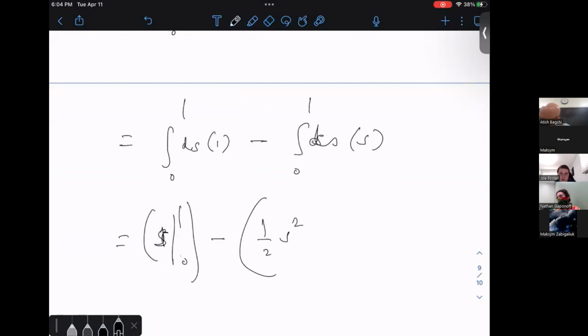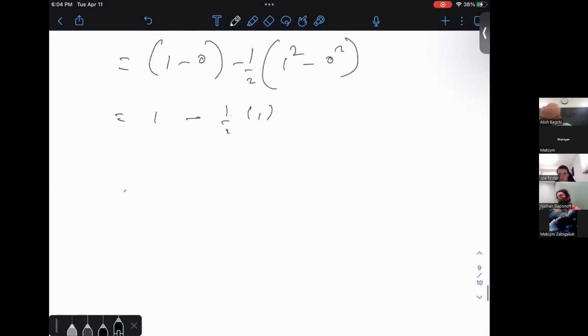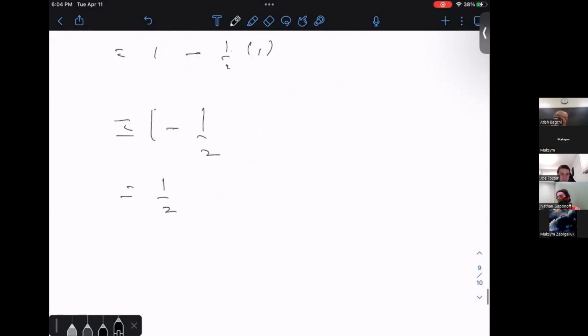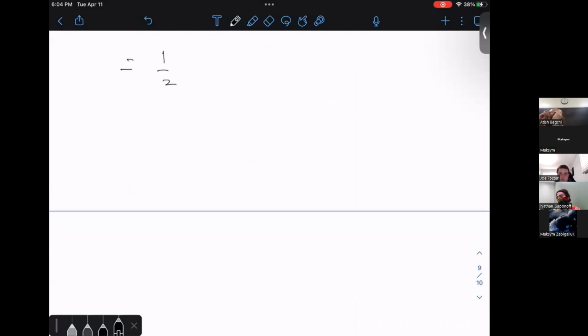Minus half s squared between 1 and 0. So this is equal to 1 minus 0 minus half times 1 squared minus 0 squared. So this is equal to 1 minus half times 1, which is equal to 1 minus half, which is equal to half, which is exactly right. Okay, so I know the mistake that I made. So I'm very happy now.